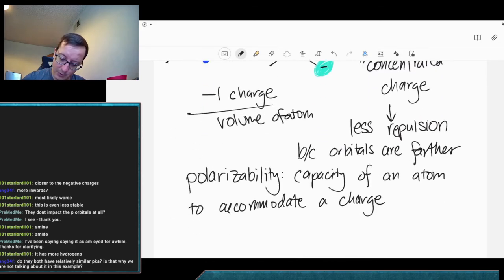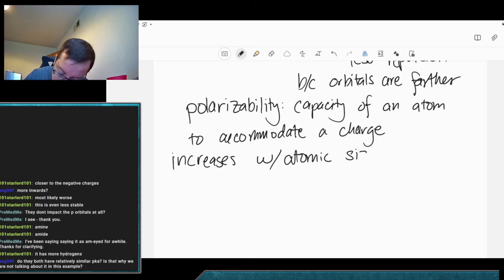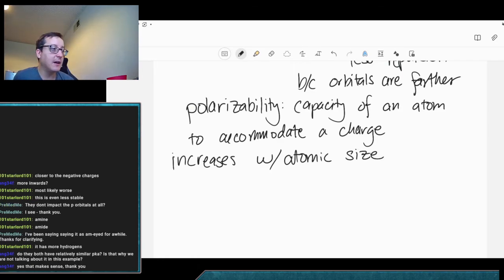So, polarizability, let me just finish this thought. This trend increases, polarizability increases with atomic size. So we're going to see that our iodine there is kind of the most polarizable of our common elements we see in organic chemistry. So that's why we're looking at this. We're going to see that it increases as we go down the periodic table.